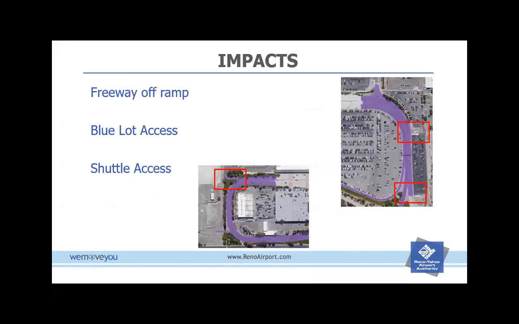Impacts, we will be closing access down to the blue lot, which is employee parking for the tenants, and then necking down the freeway off ramp to 1 lane and weaving a little bit during that area. And then also the shuttle access to the north ground transportation lot. They will have it alternate to use Villanova, so they'll still be able to get in there. They just will not be able to use their primary access point.